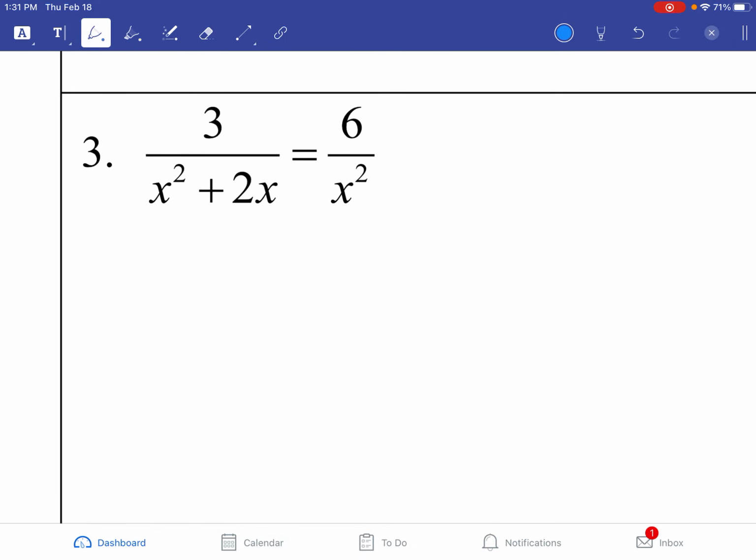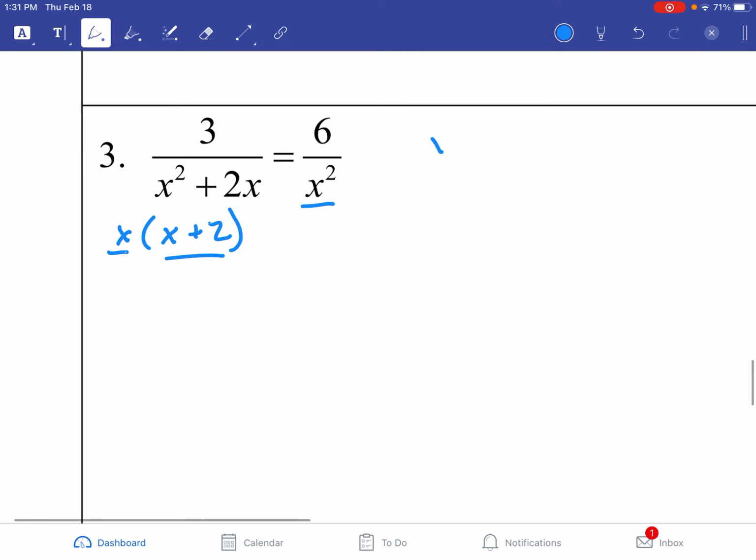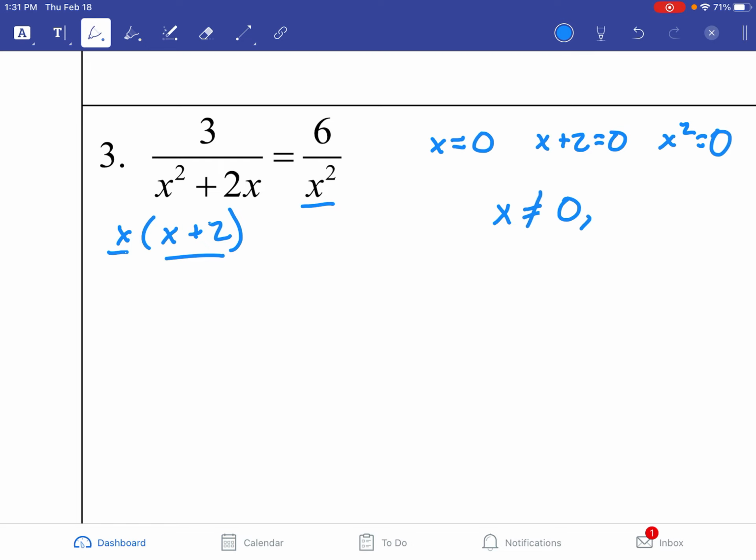This one's a little more tricky, and we'll show you why as we go through it. Again, we're going to factor the first denominator to help us with the domain restrictions. We have x we can take out, which leaves us with x plus 2. So we actually do have 3 different denominators. We have x, x plus 2, and x squared. So let's set them all equal to 0. x equals 0, x plus 2 equals 0, and x squared equals 0. Well, x equals 0 is already done, so we cannot have 0. We cannot have negative 2 because we subtracted 2.